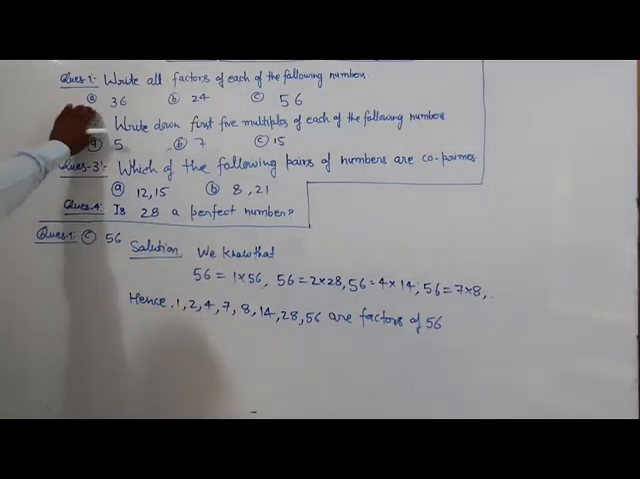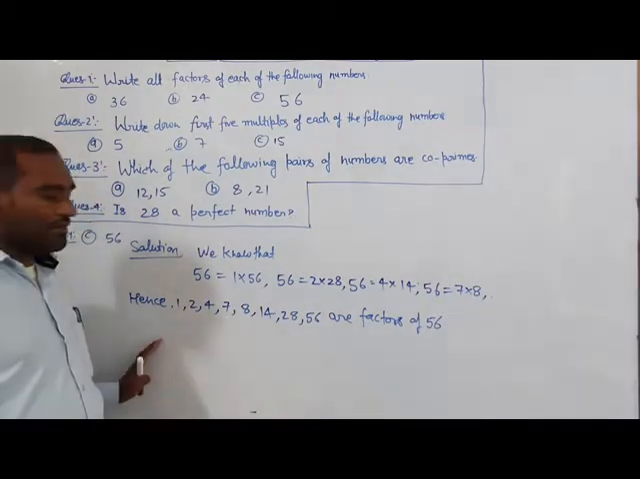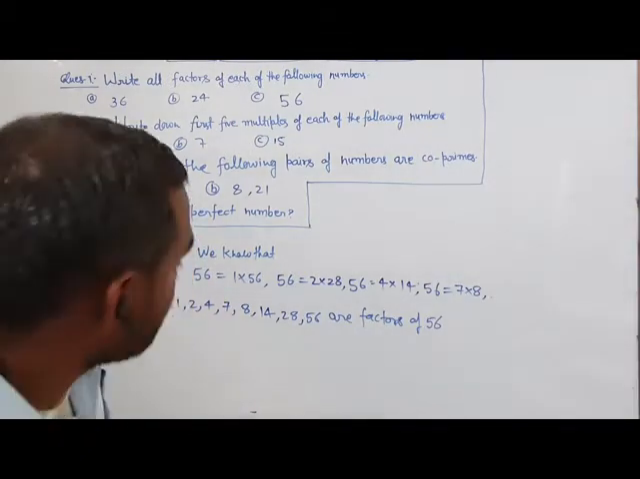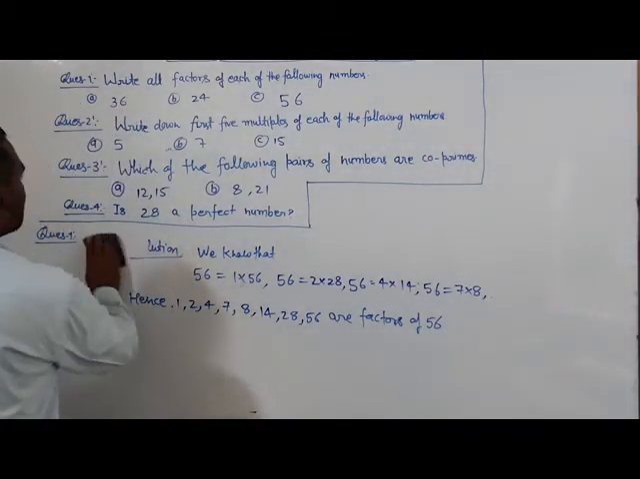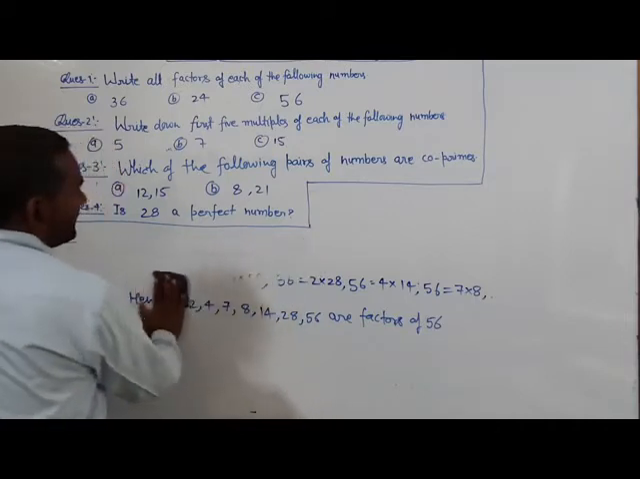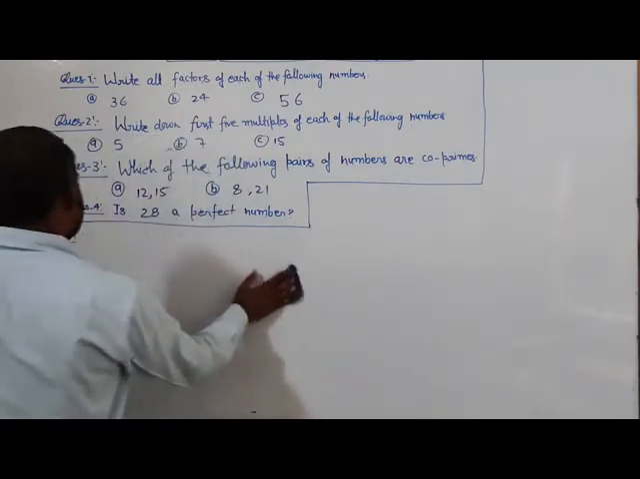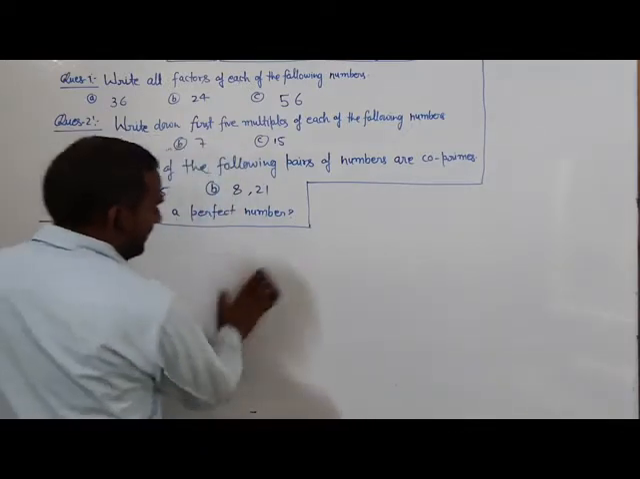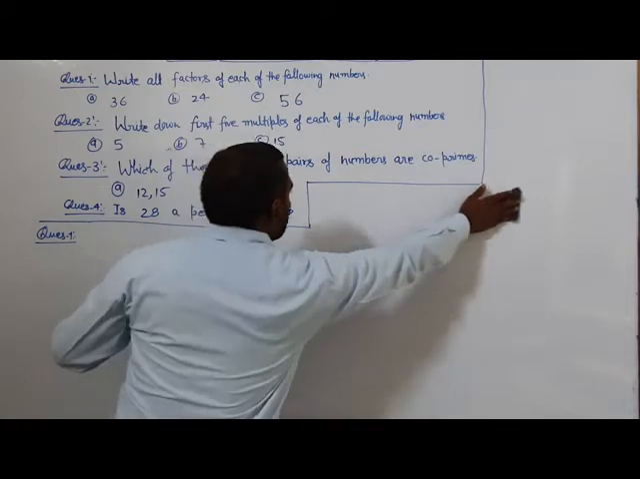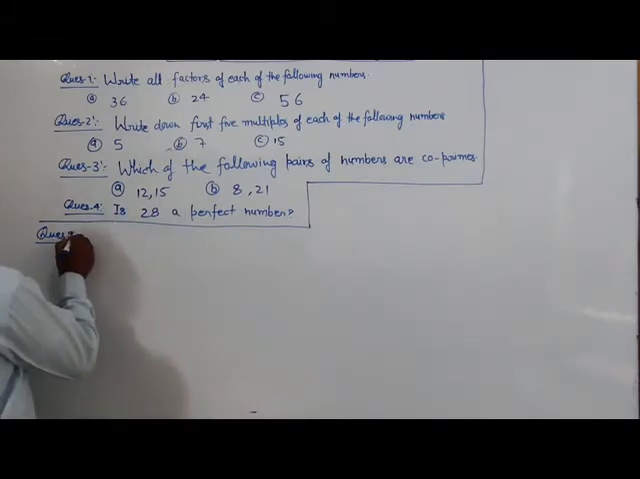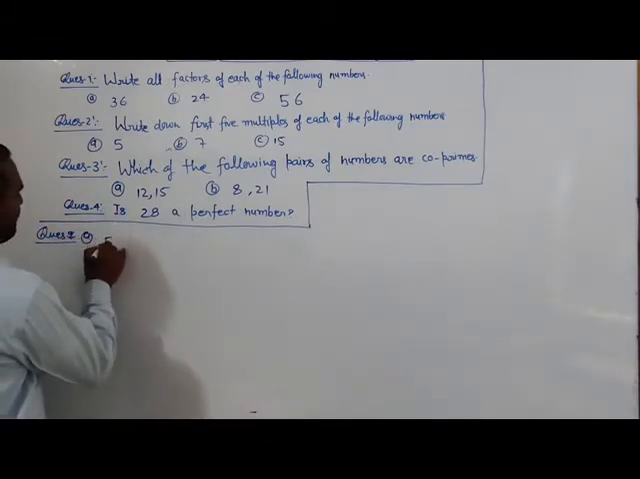So in the first question we learned how to find the factors of a given number. Next, question number two: write down the first 5 multiples of each of the following. When you multiply any number by natural numbers, we get the multiples of that number. Question number two A: 5. Solution.